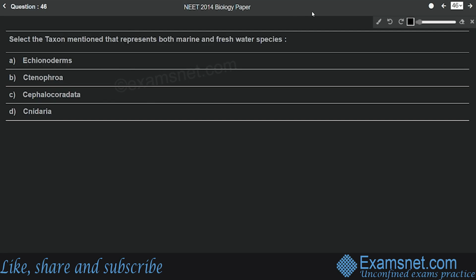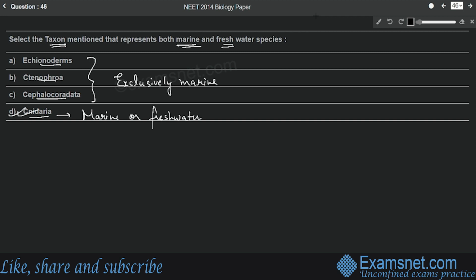Question number 46 is from the chapter Animal Kingdom, and the question is, select the taxon mentioned that represents both marine and freshwater species. Options are echinoderms, ctenophora, cephalochordata, and cnidaria. So we know that echinoderms, ctenophora, and cephalochordata, these are exclusively marine animals, whereas cnidarians can be marine or freshwater. Okay, marine or freshwater, both. Therefore, option number D will be the correct answer.